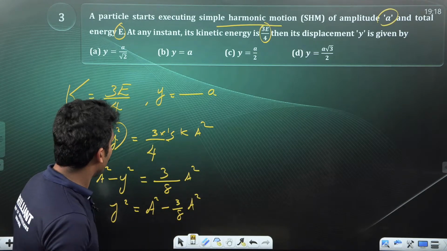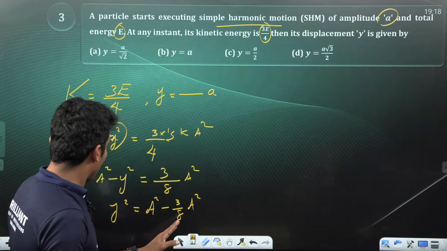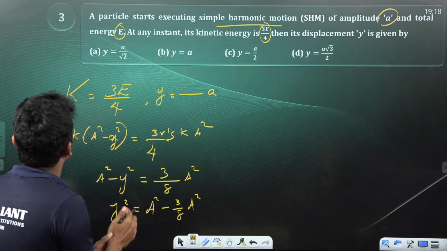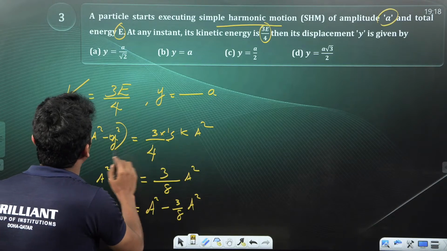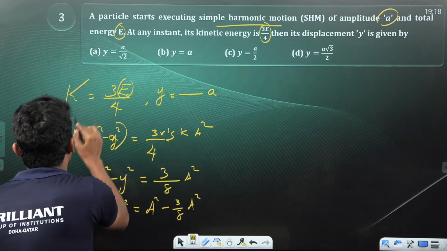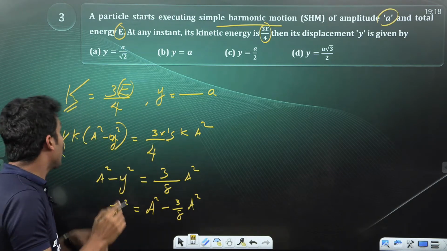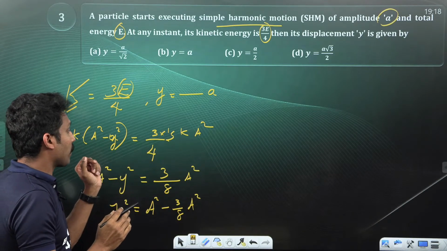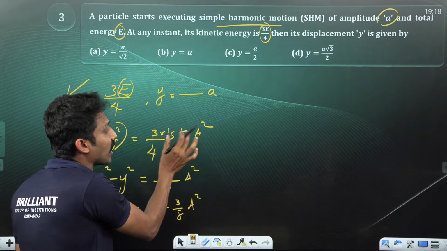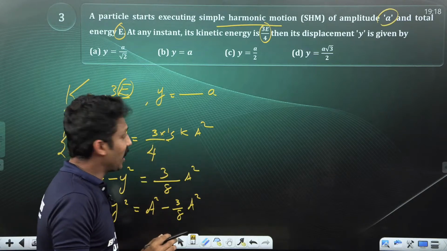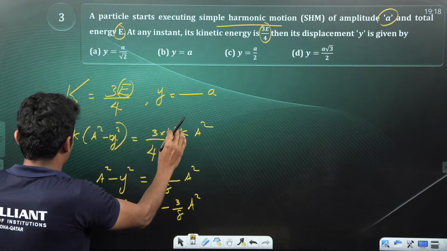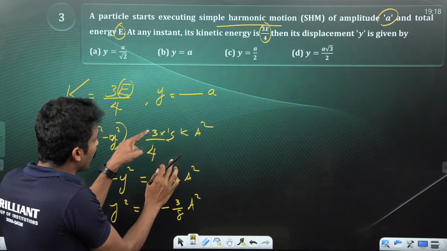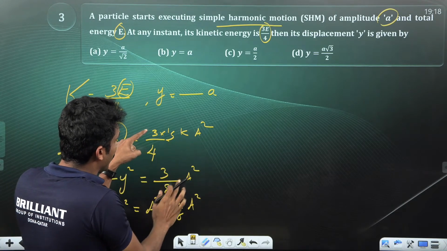Y square is a square minus this term taken to this side, 3 by 8 of a square. Now, 8 minus 3. First of all, this is 3E by 4, the kinetic energy. What is the total energy, and what is the formula of kinetic energy? We have half k into (amplitude square minus displacement square). 3 by 4 of total energy is half k a square. Clear? Half k is cancelled. A square minus y square is equal to 3 divided by 2 into 4, 8, a square.